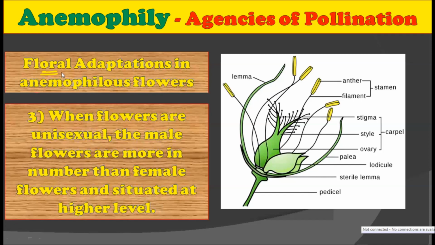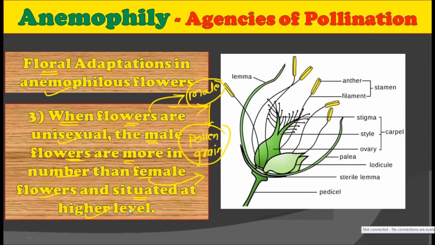All right, so this is the reason why they have the highly reduced petals. Now the next floral adaptation in the anemophilous flower is that when flowers are unisexual, the male flowers are more in number than the female flowers and situated at the higher level. If the flower is unisexual, then in anemophilous plants, the male flower will be more in number. As you know, male flowers will be required in more number because more pollen grains are required in order to achieve the pollination. That is why there will be more male flowers as compared to the female flowers. And of course, they are situated at the higher level.